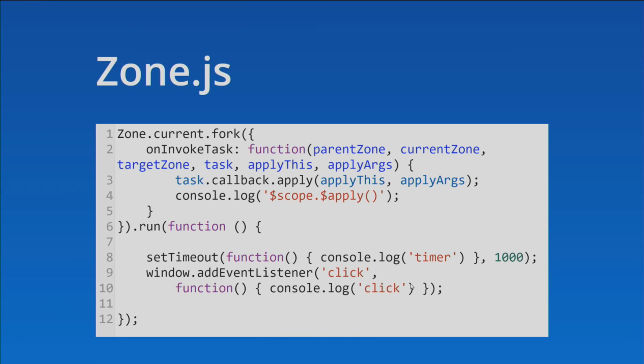This zone is sort of an execution context, and we can run our code inside. Even though I'm using just a normal setTimeout and a normal addEventListener, and I'm not calling scope apply here, it will still be called afterwards. For example, if we see the timer message in the console, then we will see the scope apply message in the console. And let me demonstrate that.